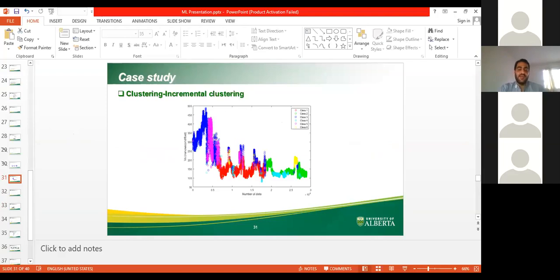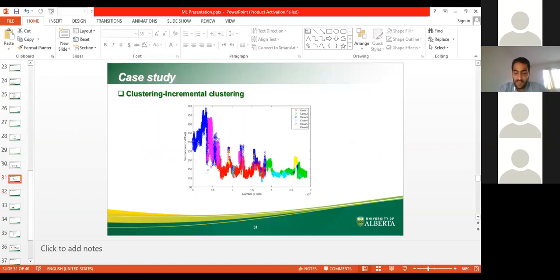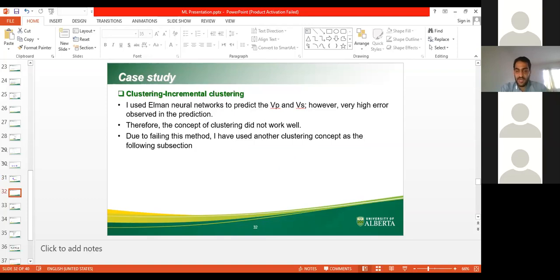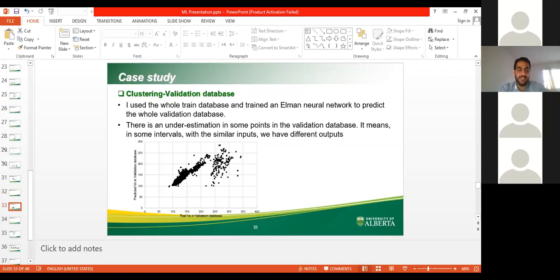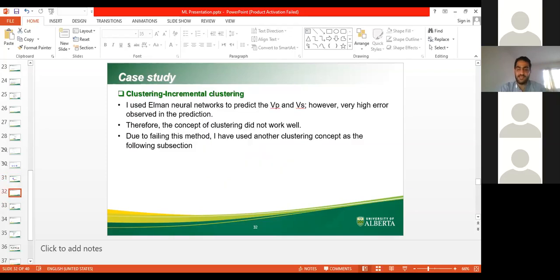Yes. Okay, I clustered my database and you can see here the result of the clustering, but it didn't work. When I used a neural network to predict VP and VS based on this clustering, I trained separate neural networks for each cluster. And when I trained the network, I saw that I had very high error in my prediction. This is why I switched to another clustering algorithm that you can see here, based on the validation database. I didn't use this clustering to predict VS because it didn't work well and had high error values, so I ignored it.